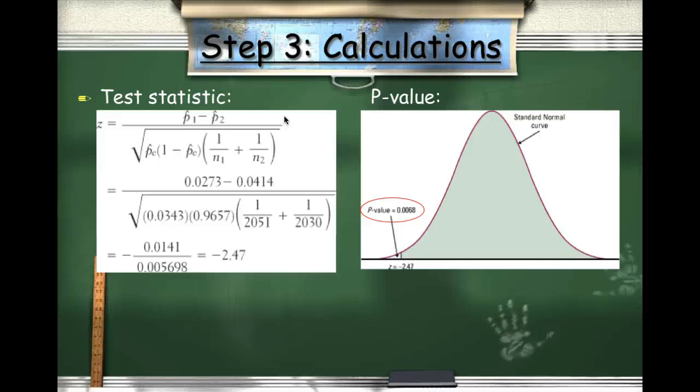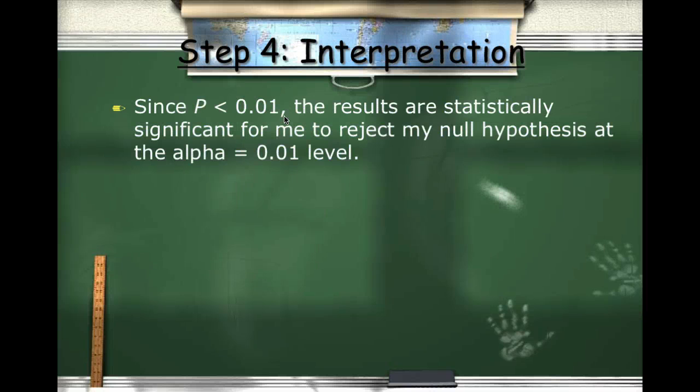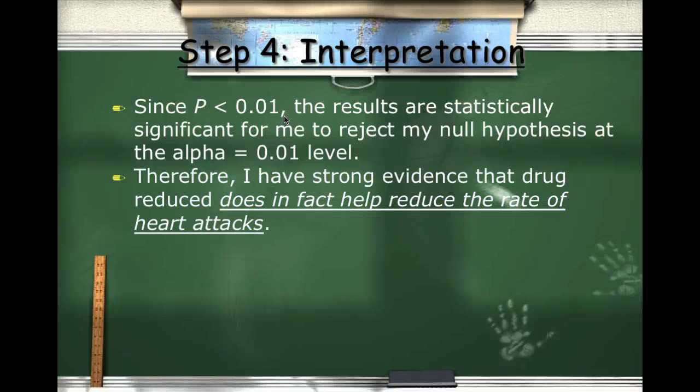All right, so what does this mean? Since I have such a small p-value, the results are considered statistically significant for me to reject my null hypothesis at the 1% significance level. So what does this mean? Therefore, I have strong evidence that the drug does in fact reduce the rate of heart attacks.